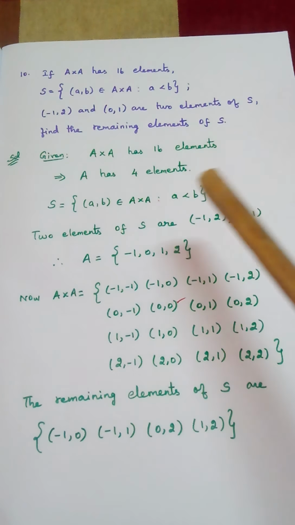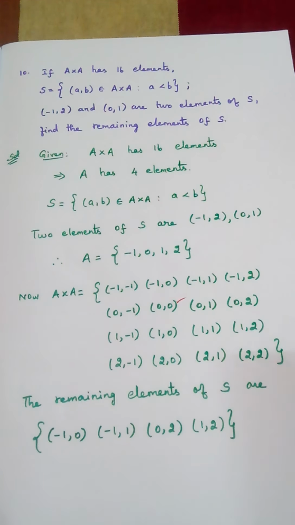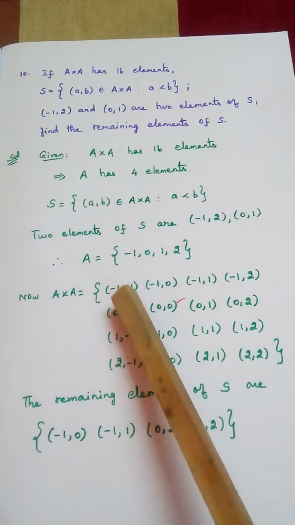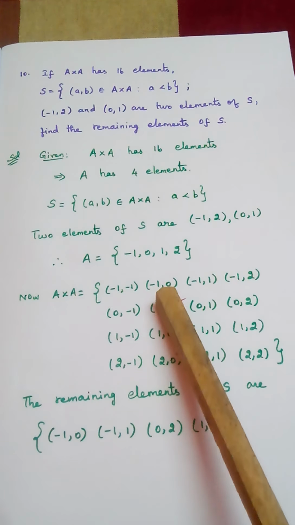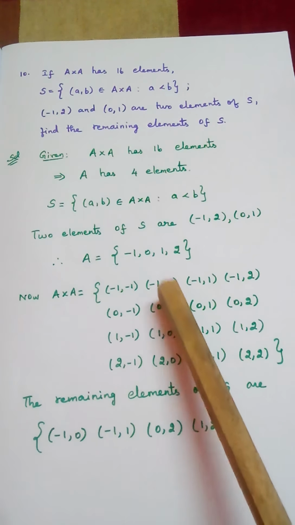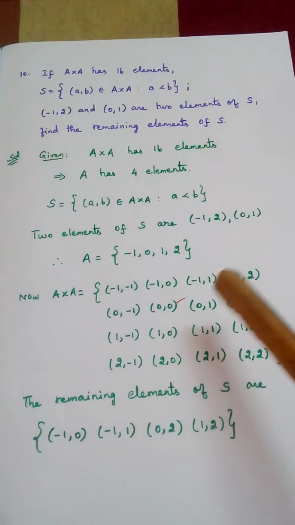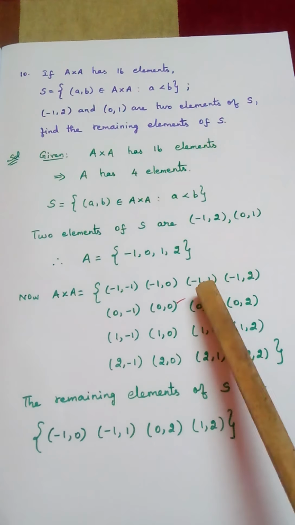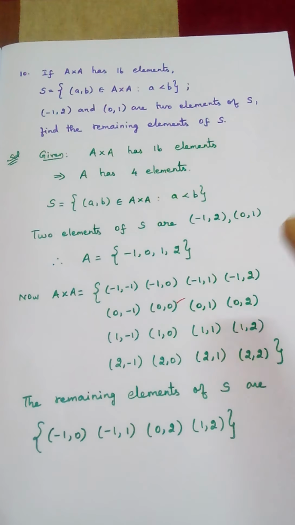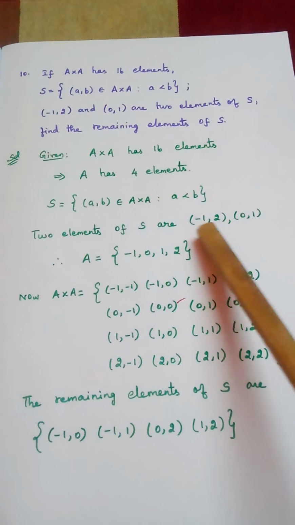What is our aim? Our aim is to find the remaining elements of S. 2 elements are given already. Now see this, minus 1 comma minus 1. Shall I say the first element is lesser? No, because they are equal. See here, the first element is lesser, therefore this will definitely come in S: minus 1 comma 0. So the remaining elements of S include minus 1 comma 0. I am not writing the equal one. Now minus 1 comma 1, definitely this is lesser, so minus 1 comma 1 will come here. Minus 1 comma 2, this is lesser, but it is already given to us in the question itself, so we need not write that.